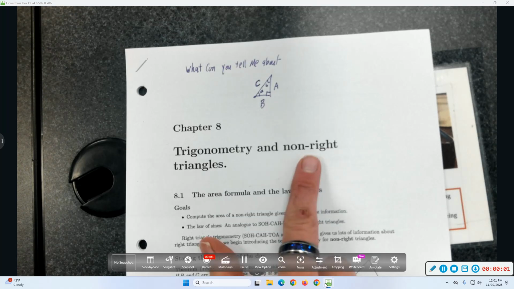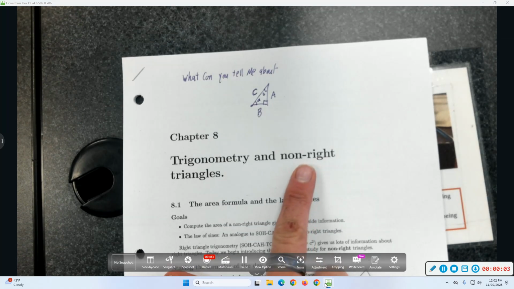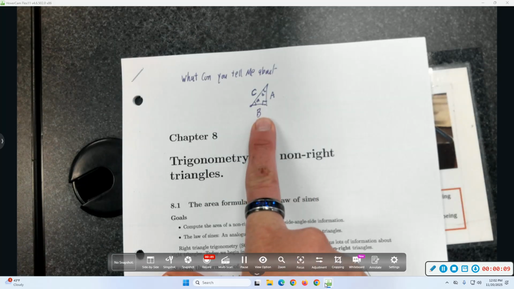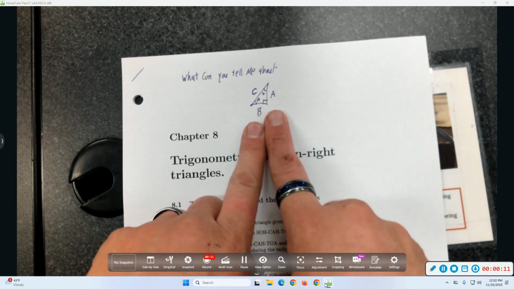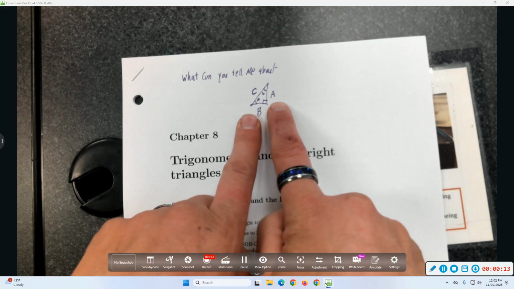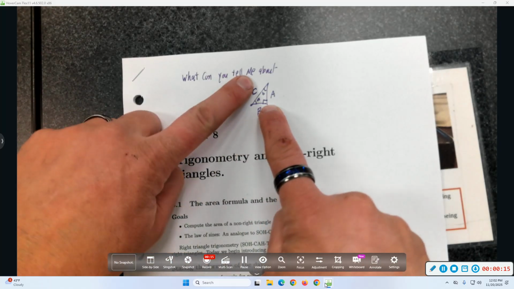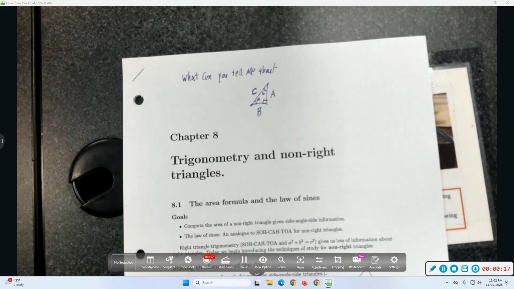So I'm going to start talking about non-right triangles. I don't want to emphasize what goes wrong. Let's talk about what goes correct for a right triangle. Suppose I tell you that this is a right triangle. Side length A, side length B, right angle, hypotenuse is C, there's an angle B and an angle A. Tell me something about that.